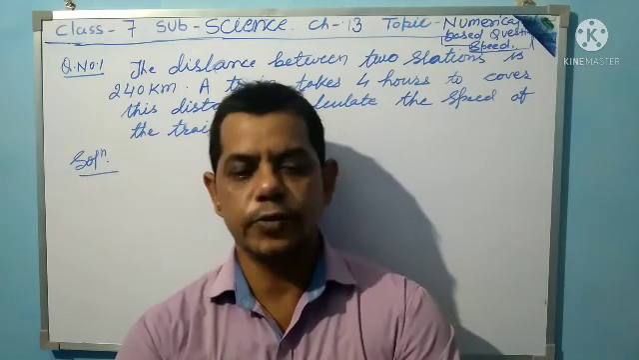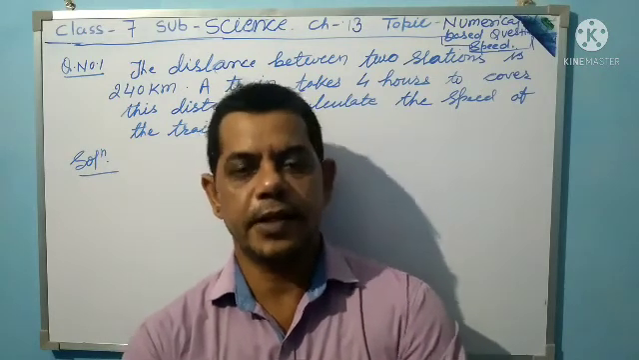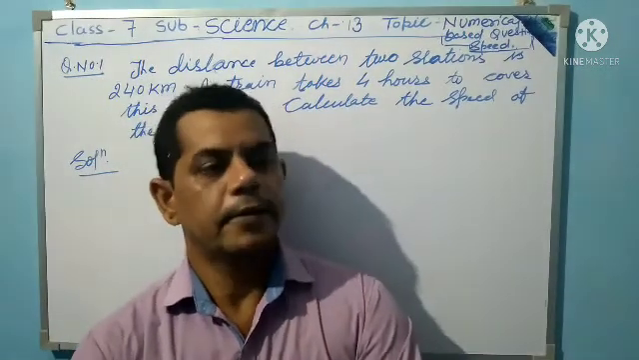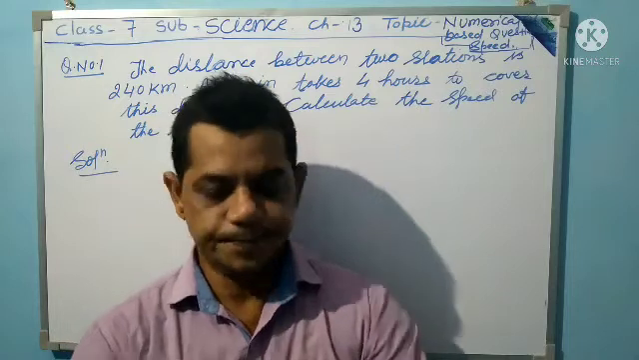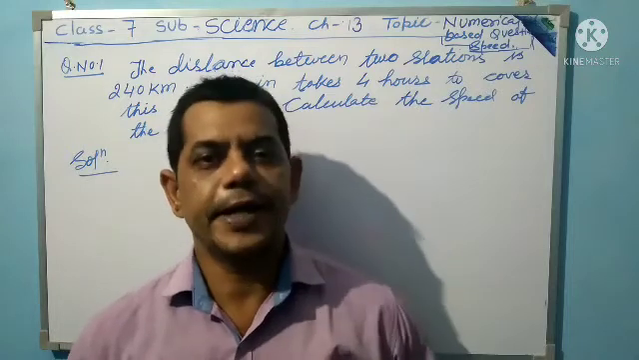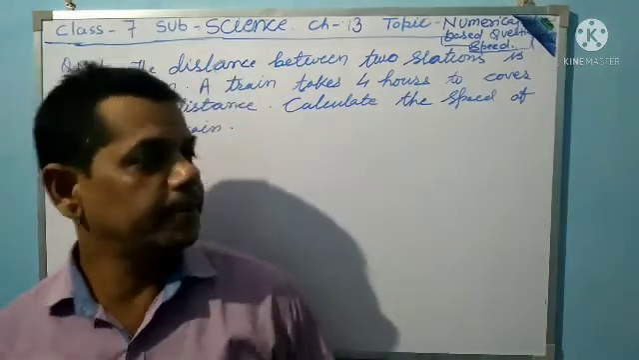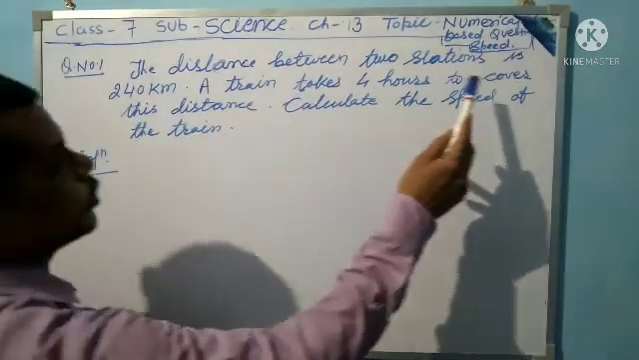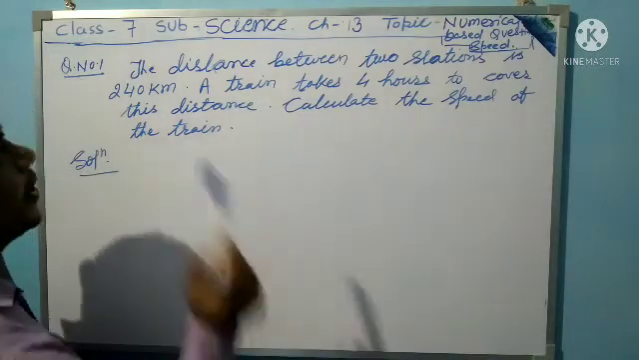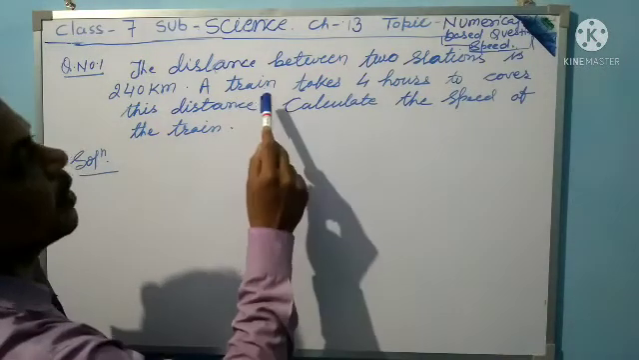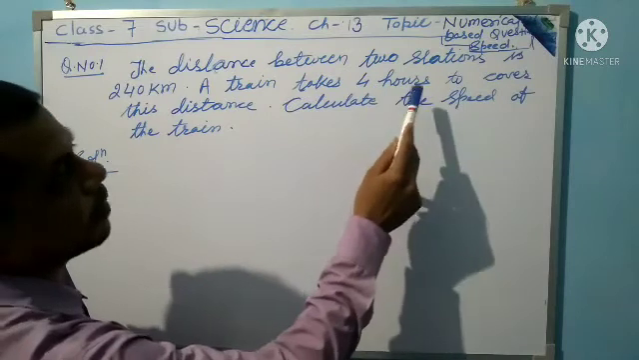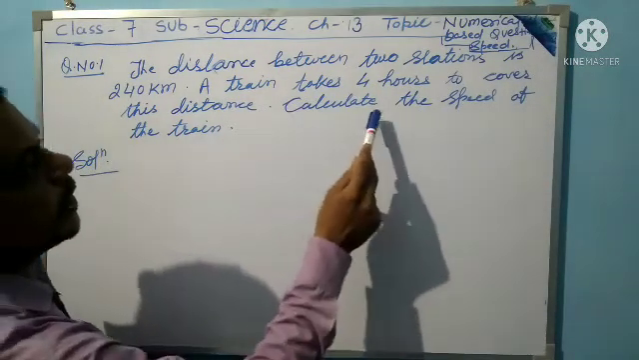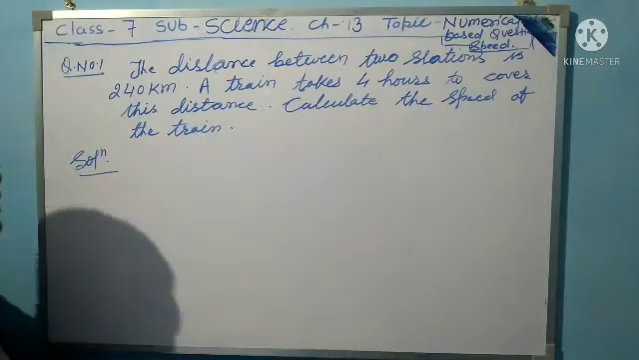Today I teach you chapter 13, numerical based questions on speed. I have taken question number 4: the distance between two stations is 240 km. A train takes 4 hours to cover this distance. Calculate the speed of the train.